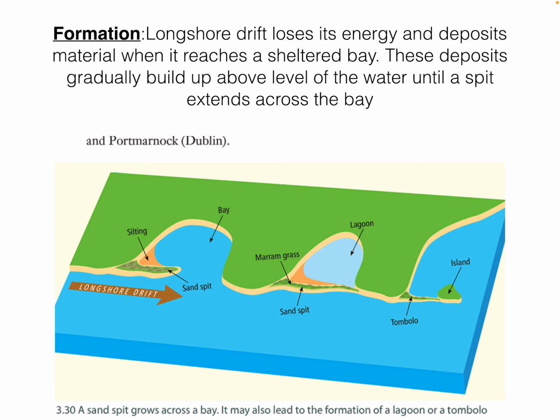And finally, a tombolo is a narrow ridge of sand or shingle that connects the mainland to a nearby offshore island. Okay, so how does it form? Longshore drift, the waves deposit sand, deposition of sand builds up between the mainland and the island until a narrow ridge of sand or shingle forms. You can walk across that. It's a nice little way to connect to that little offshore island.